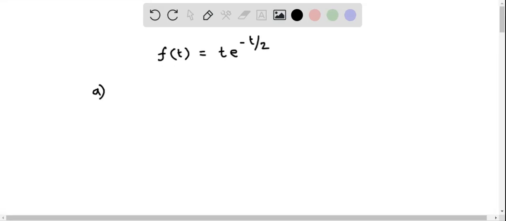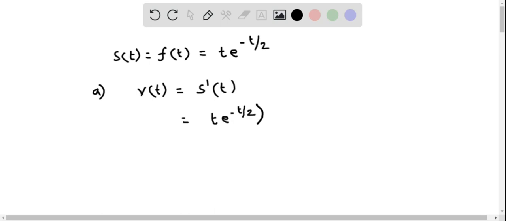In part A, we determine the velocity of the particle. So we write the velocity of the particle v of t, and this basically equals the derivative of the position function, that is s prime of t. And this f of t represents the position function s of t. And so we find the derivative of s of t, that is t e power negative t by 2. We find the derivative of this expression.